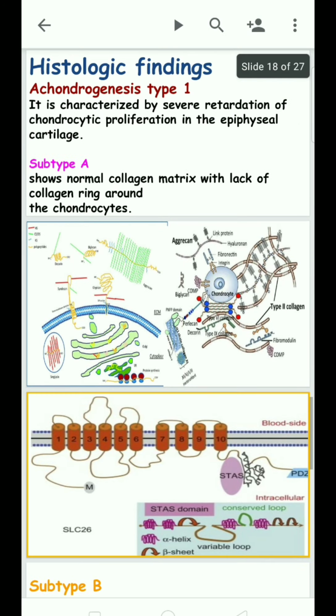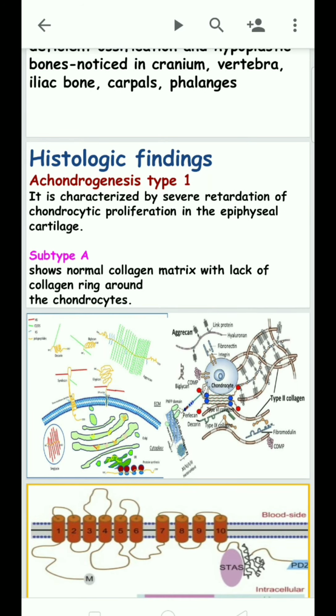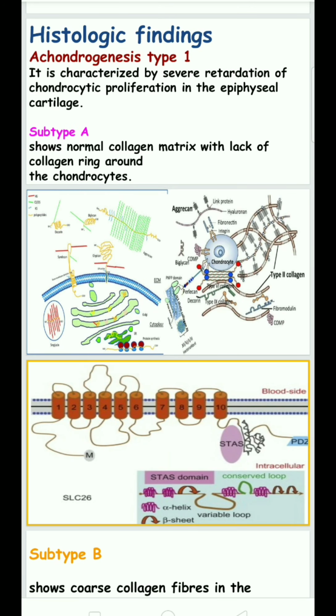We go to the topic, that is histological findings. Achondrogenesis type 1 is characterized by severe retardation of chondrocytic proliferation in the epiphyseal cartilage. In subtype A, there is a mutation, particularly the trip level gene gets mutated. As a result, there is a deficiency in synthesis of proteoglycan by the Golgi bodies. As a result, there is a lack of collagen rings around the chondrocytes.